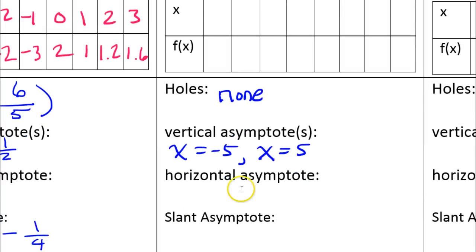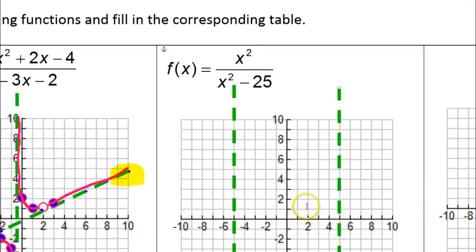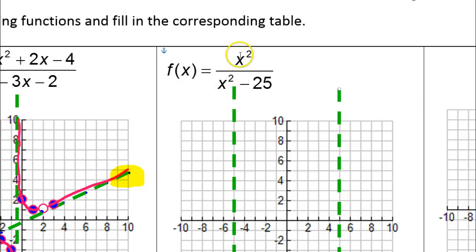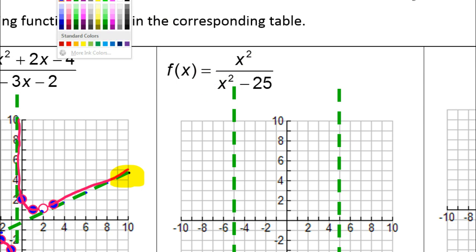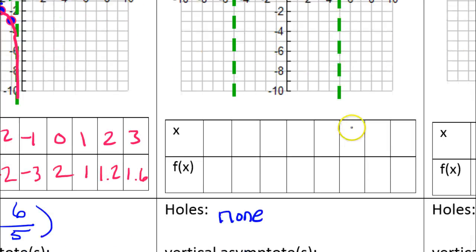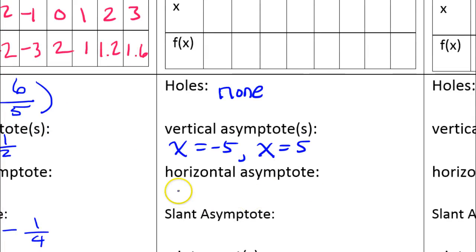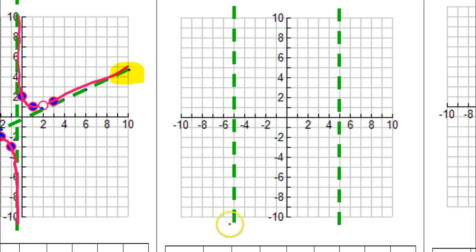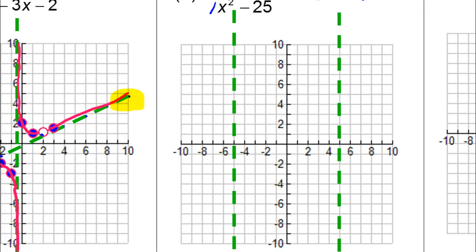What's next? Horizontal asymptote. The horizontal asymptote is all about the degree of the numerator compared with the denominator. This is degree 2 and degree 2. Since the degrees are equal, the horizontal asymptote will come from the leading coefficients. 1 over 1, which is 1. So that's why the horizontal asymptote is going to be y equals 1. Don't just say 1, say y equals 1. Alright, let's go ahead and graph that horizontal asymptote.